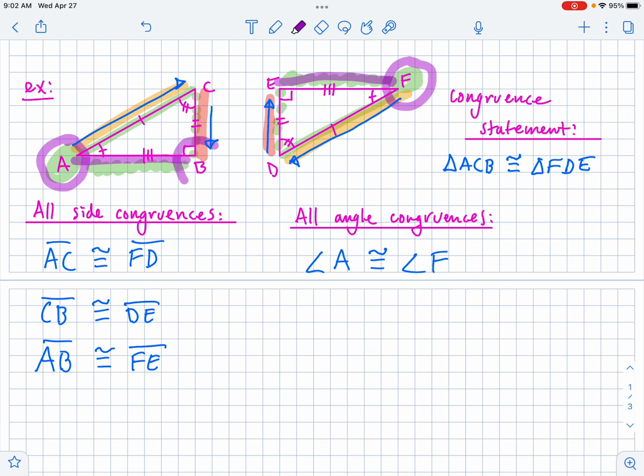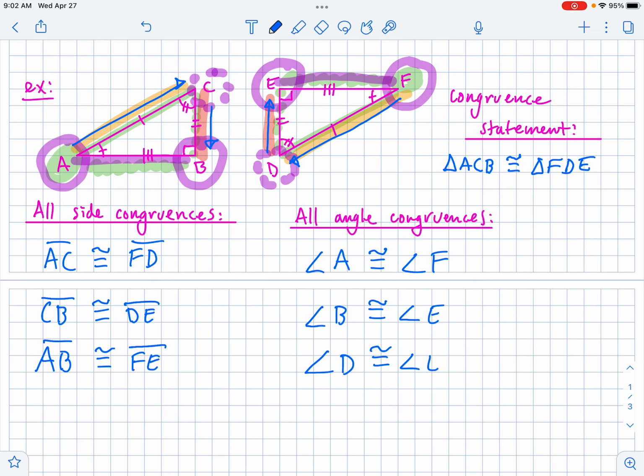Then I also see that angle B is the same as angle E because they are both 90-degree angles. So this means angle B is congruent to angle E. And then the last one, angle C is the same as angle D because they both have that double tick mark on it. So angle C is congruent to angle D.